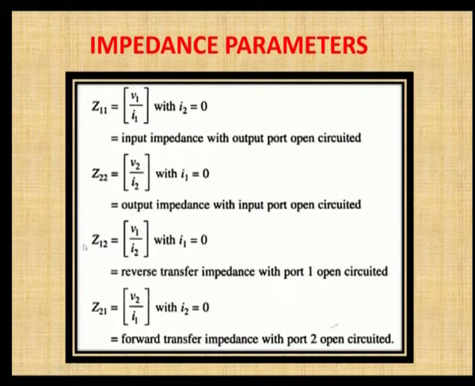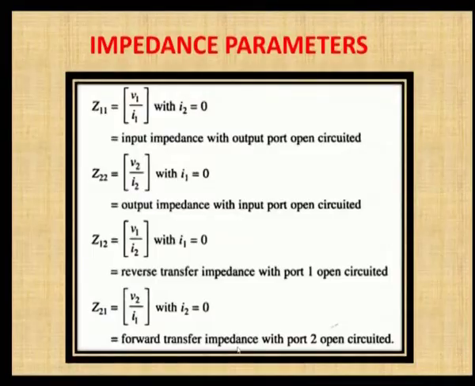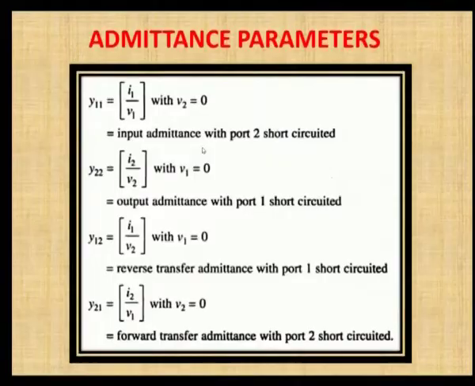So, from the equation we have written, Z12, the reverse transfer impedance, is calculated as V1 by I2 with I1 equal to 0. So, the input port is open circuited. Here the forward transfer impedance with port 2 open circuited is given as V2 by I1 with I2 equal to 0. So, in this way you have to calculate the Z parameters of the two-port network.